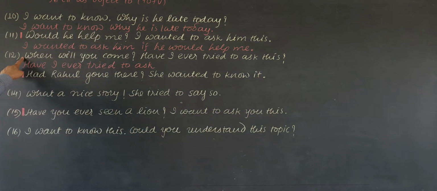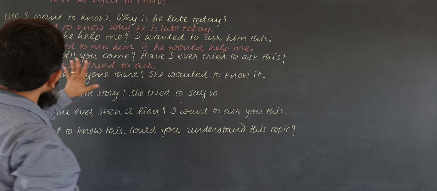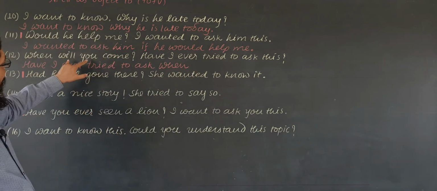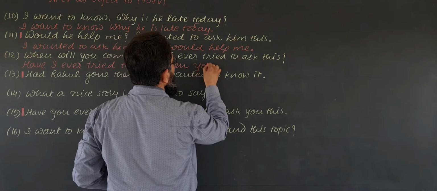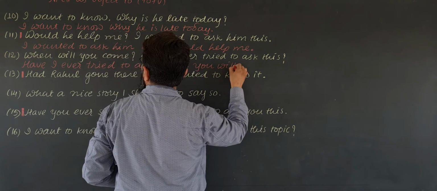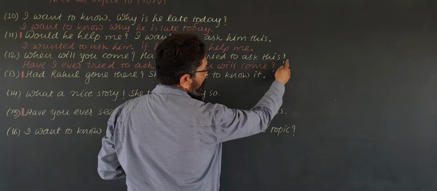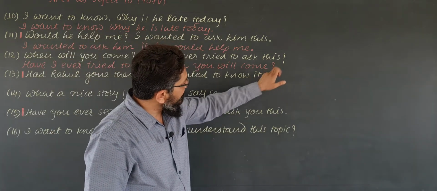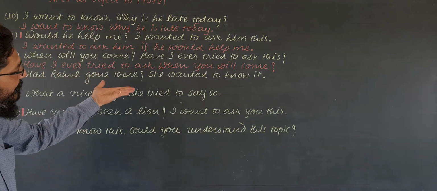When this comes here, if a WH word is not found, it will be if. If a WH word is found, then this will be removed, and you will start writing with when, right? And it will be in the clause form. Will you becomes you will. You will come. The main clause is interrogative. Have I ever tried to ask when you will come?